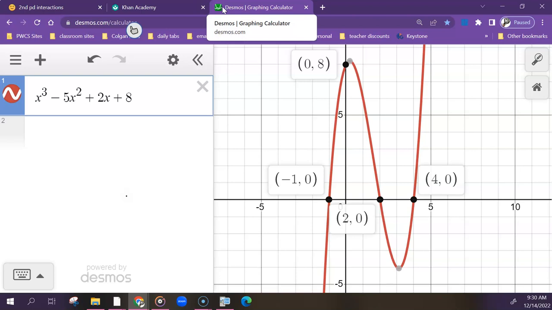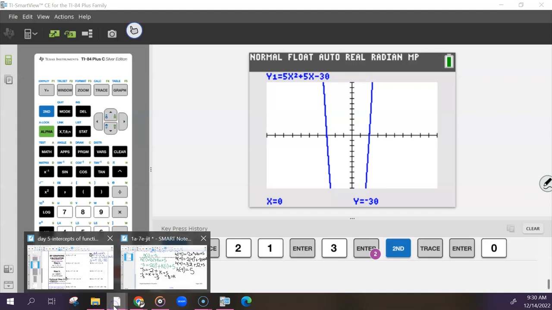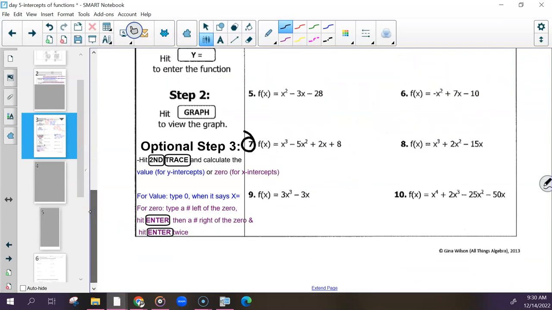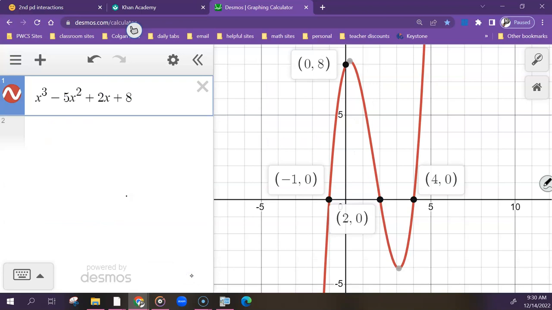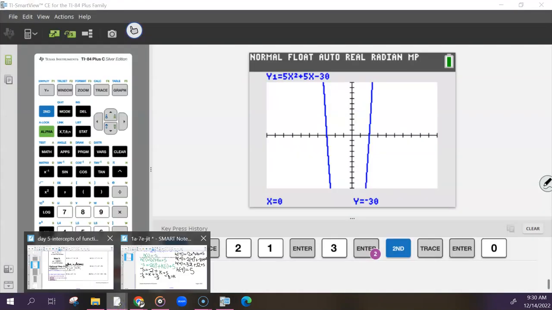So we have 3 x-intercepts? It depends. Later in algebra 2, you'll learn this. However many, whatever the highest exponent is, tells you how many intercepts you may or may not have. Okay, so do we write all 3? Yes. So the y-intercept is 0, 8. X-intercept, there were 3. Make sure you have all 3. Negative 1, 0, 2, 0, and 4, 0.